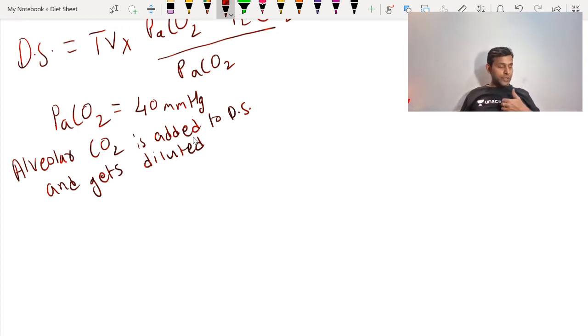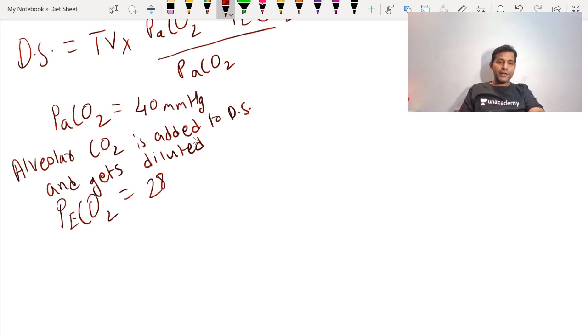The PaCO2, that is arterial carbon dioxide, is 40 mm of Hg. Second, alveolar carbon dioxide is added to dead space and it gets diluted, because CO2 from very high is added to air where there is no carbon dioxide. So definitely carbon dioxide gets diluted. So PeCO2 will be less than 40, and PeCO2 is actually 28 mm of Hg.